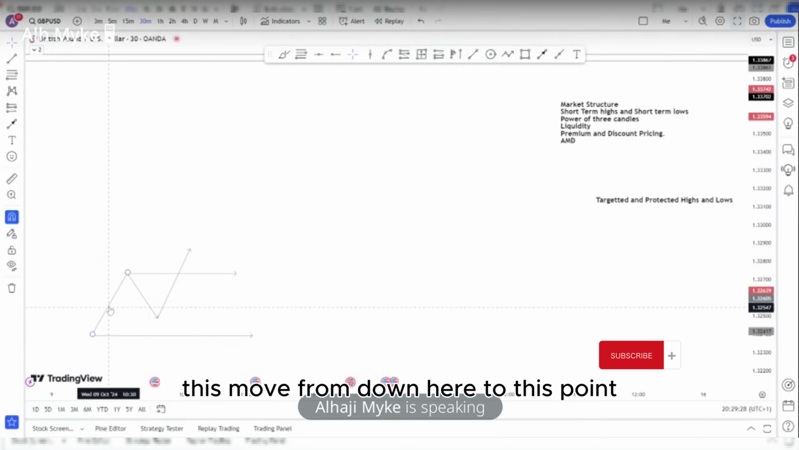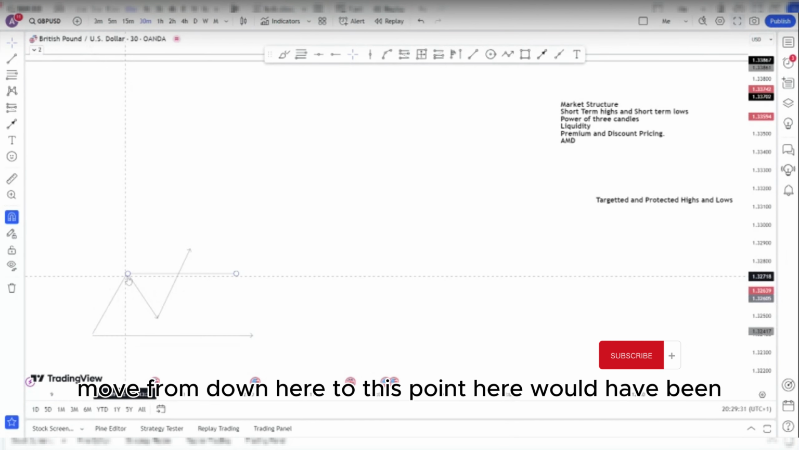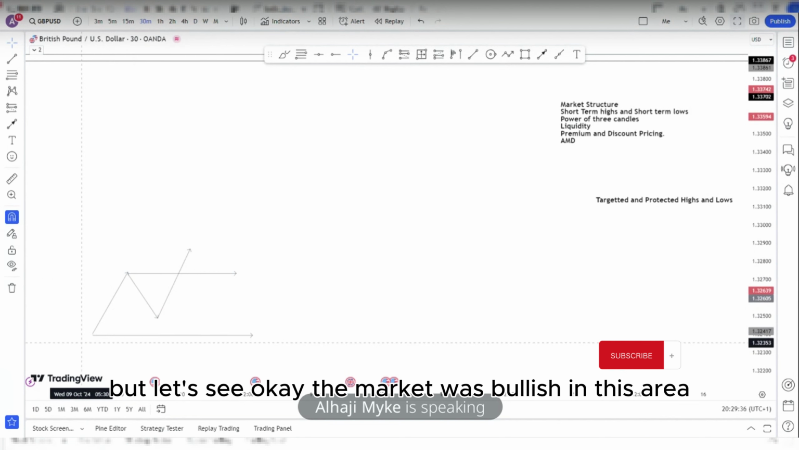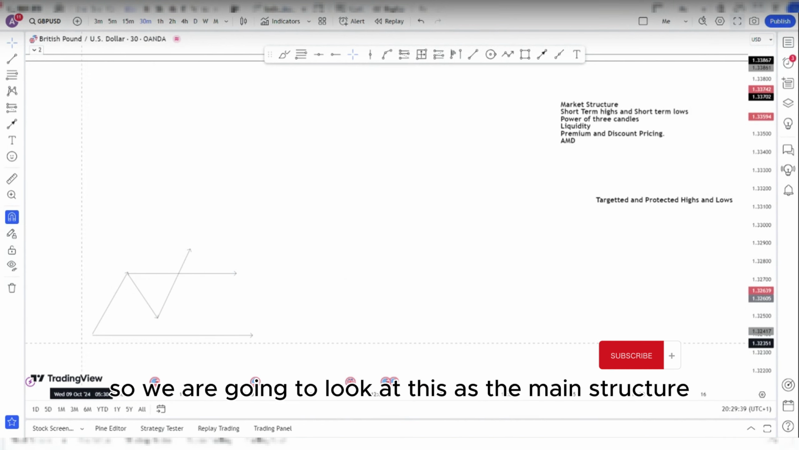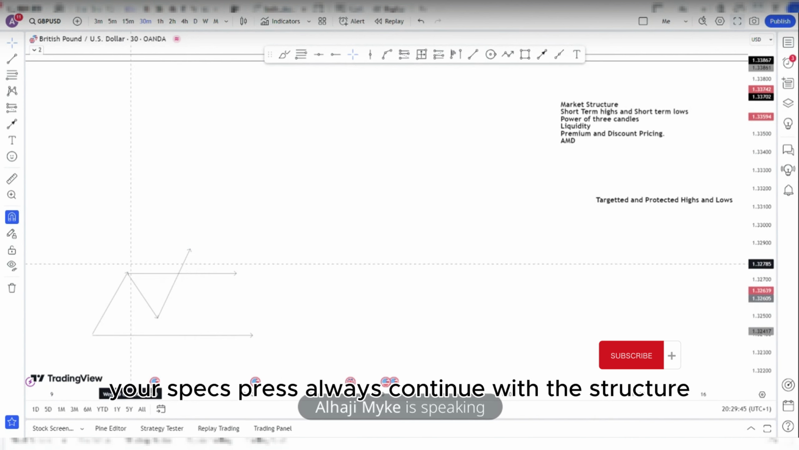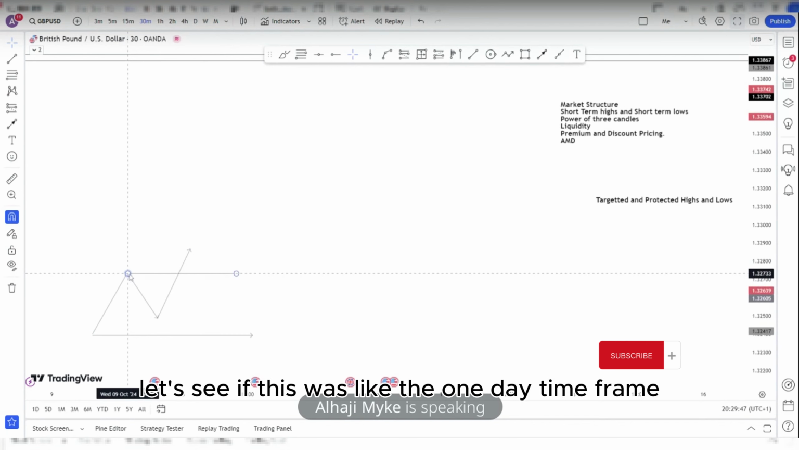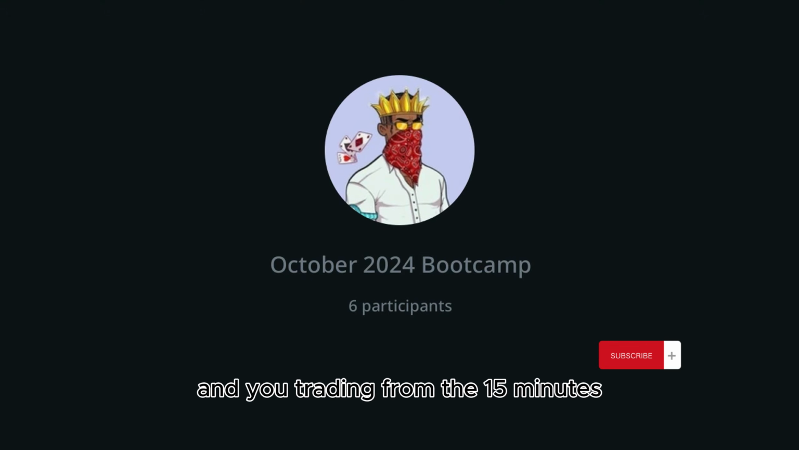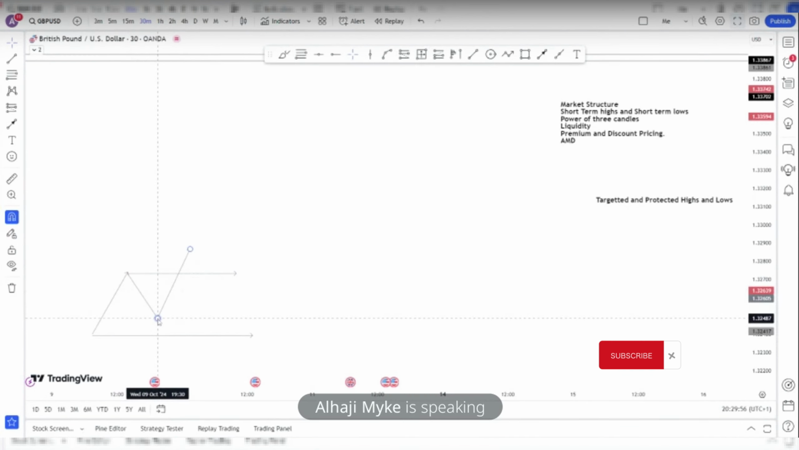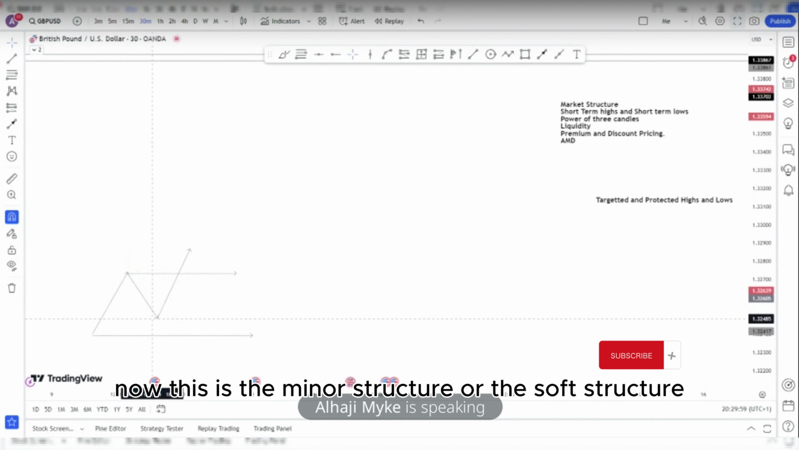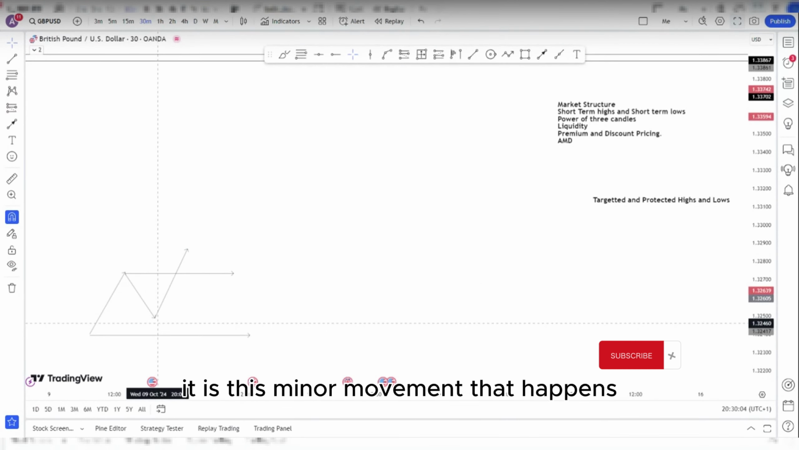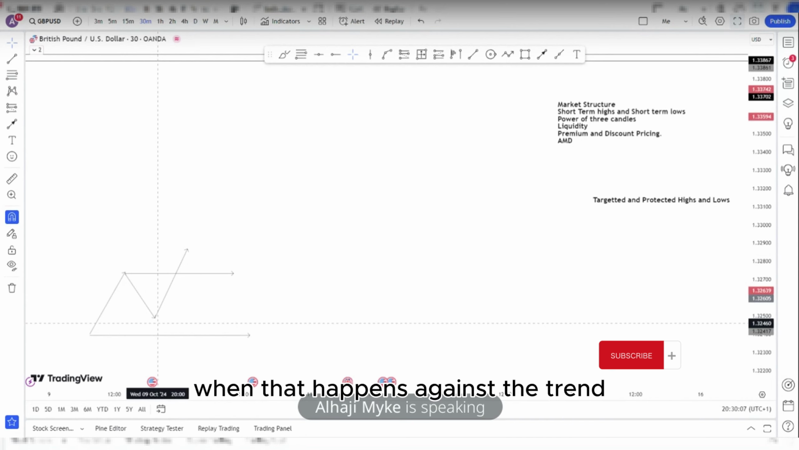The move from down here to this point is an impulsive move. And let's say the market was bullish in this scenario because it took out the high. So we are going to look at this as the main structure, because obviously you expect price to always continue with the structure. But then this retracement back here, let's say this was the 1 day time frame, and you trading from the 15 minutes catch a trade from here. You know how many R you can do down to this point. Now, this is the minor structure or the substructure, because it is what price is doing within, like, it is this minor movement that happens against the trend.